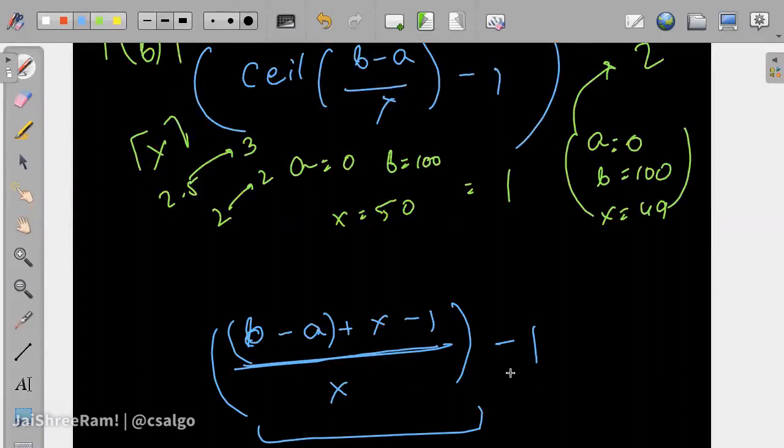So whenever you want to find ceil and floor, don't go into floats and all. You can just use something like this. Floor is very easy. Floor is just b by a, and ceil is (b + a - 1) by a. So these are the two values that you can use there.